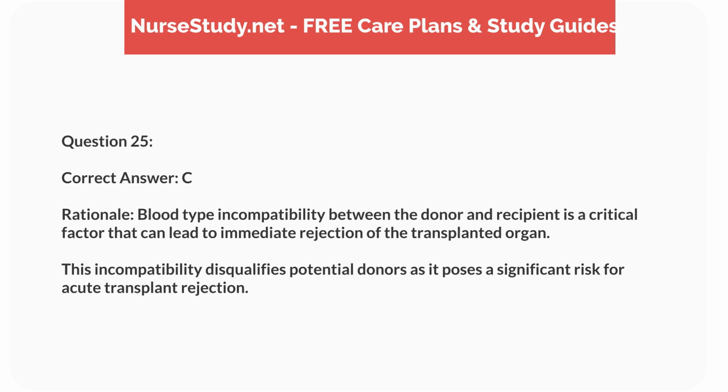Correct answer: C. Rationale: blood type incompatibility between the donor and recipient is a critical factor that can lead to immediate rejection of the transplanted organ. This incompatibility disqualifies potential donors as it poses a significant risk for acute transplant rejection.